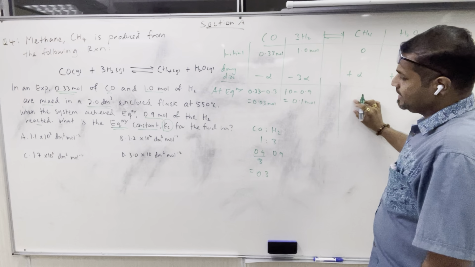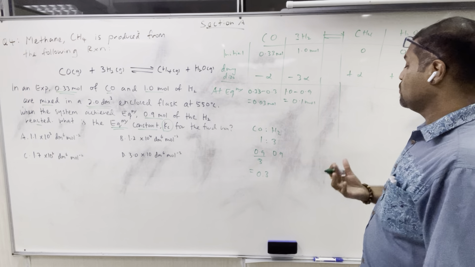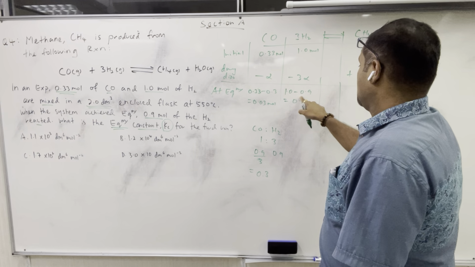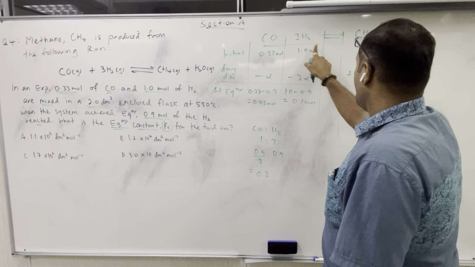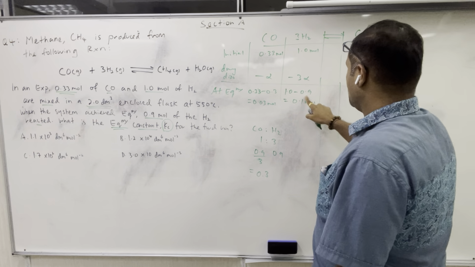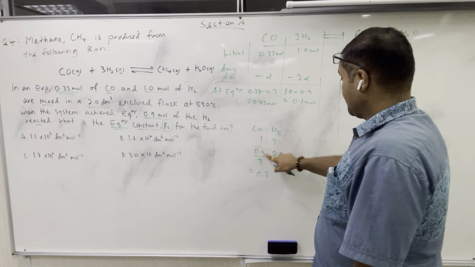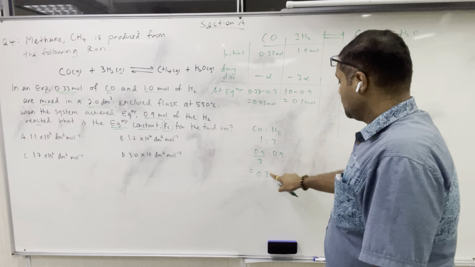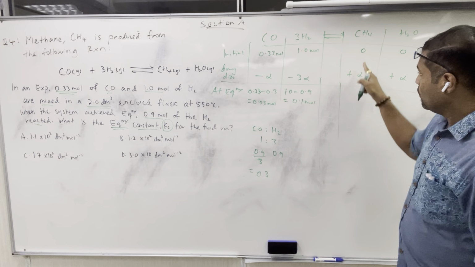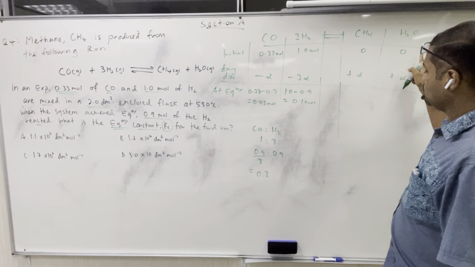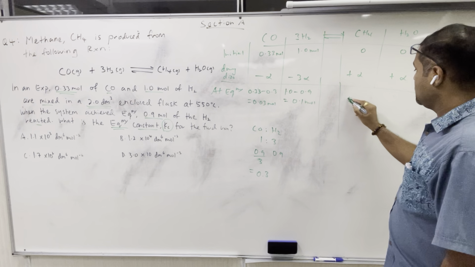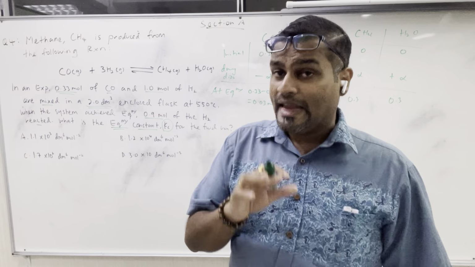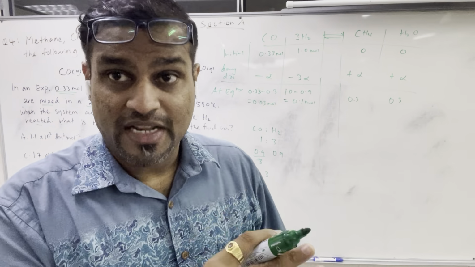Once the equilibrium is established, we know that the mole ratio is 1 and 1. The number of moles of hydrogen that has reacted is 0.9, and we divide by 3, right? Because it is 1 mole. So the number of moles of methane and also water formed will be 0.3 and 0.3. So this is the final number of moles at equilibrium.